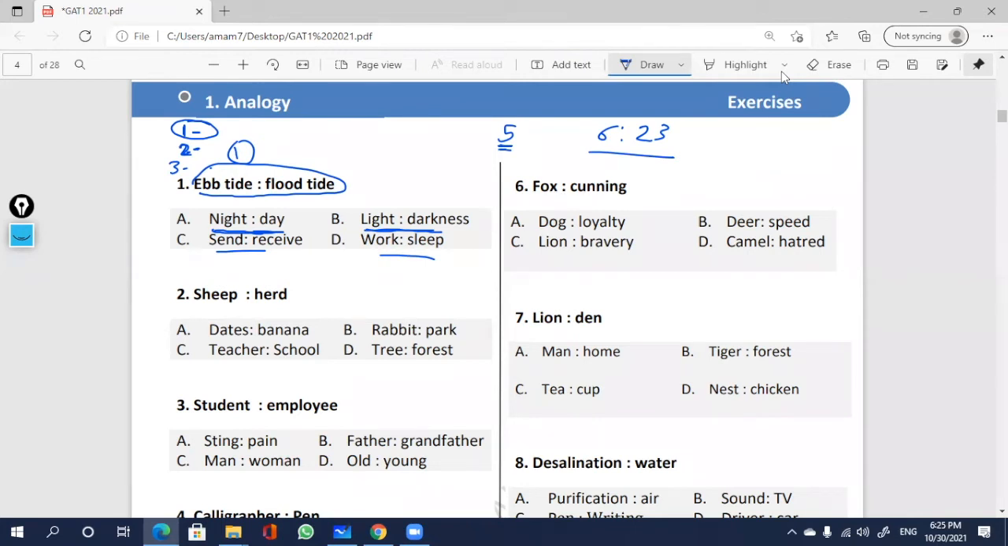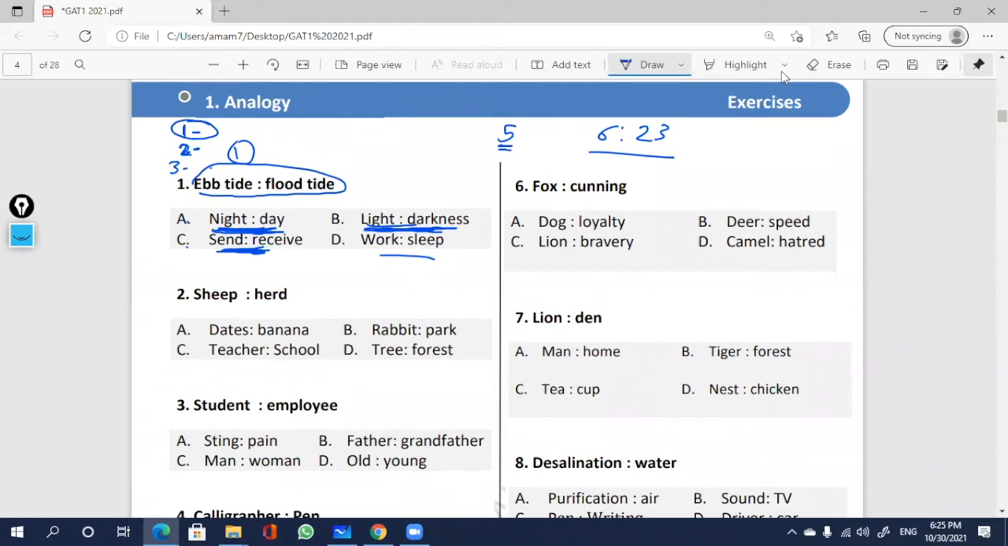Because when you choose this one, you will say that we have antonyms here, right? So also here we have antonyms: night, day, light, darkness. Also antonyms. So you have to explain why you chose this one and left these two, A and B.